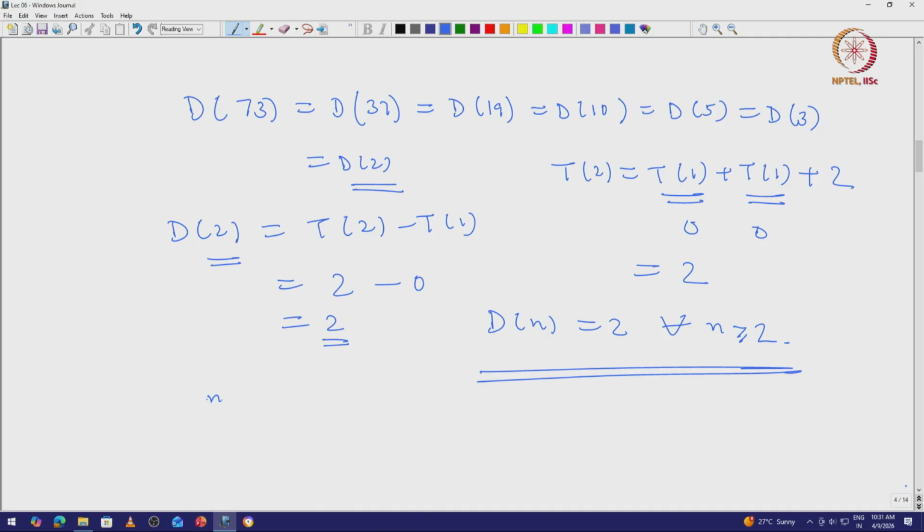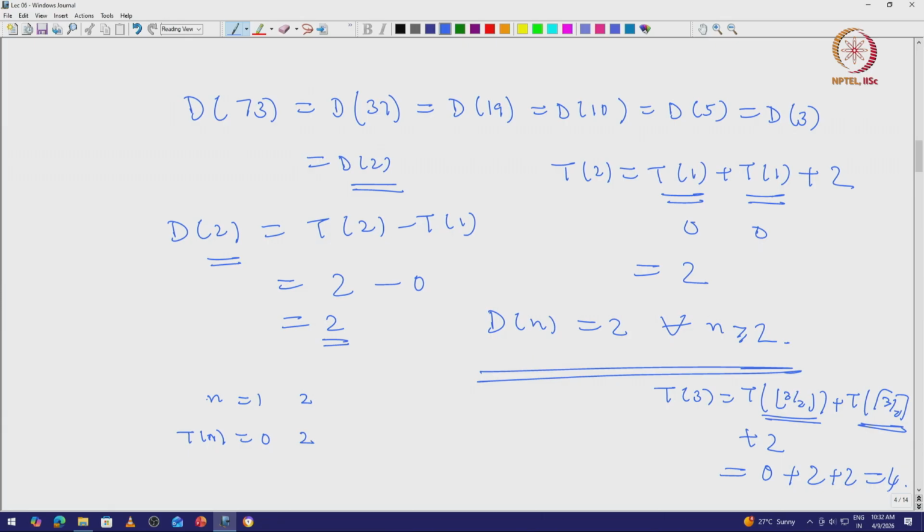Here n equal to 1, T of n equal to 0. When n equal to 2, this is 2. What about T of 3? T of 3 you can see is T of floor 3 by 2 plus T of ceil 3 by 2 plus 2. Floor 3 by 2 is 1, ceil 3 by 2 is 2, T of 1 is 0, T of 2 is 2. So 0 plus 2 plus 2, which is 4. Therefore, when n equal to 3, it will be 4.